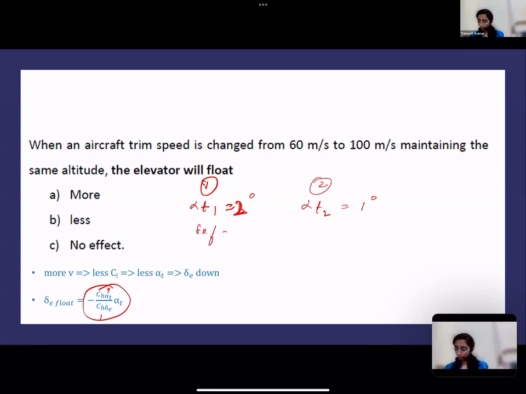So how much will be delta E float here if both these derivatives are 1? Here it will be minus 2 degrees. Here it will be minus 1 degree, correct? Which is more? Magnitude wise, how much do you have to deflect your elevator? Here you have to deflect less, right? Here you have to deflect it more. You have to deflect your elevator by 2 degrees in the first case, when it is flying at 60 meters per second. When it's flying at 100, you need to deflect your elevator less. Right? Is this clear? Yes. Okay. Let's go to the next question.